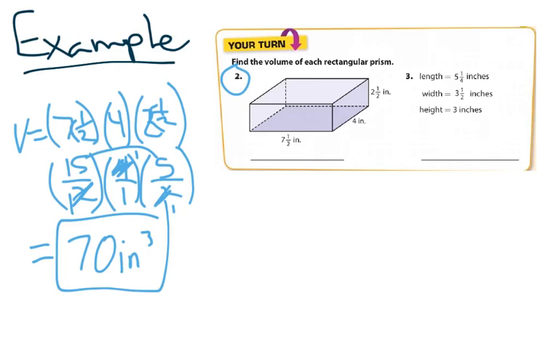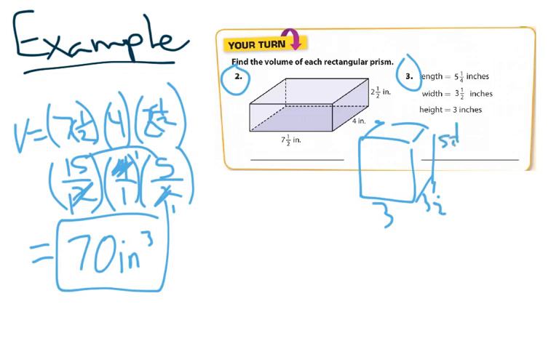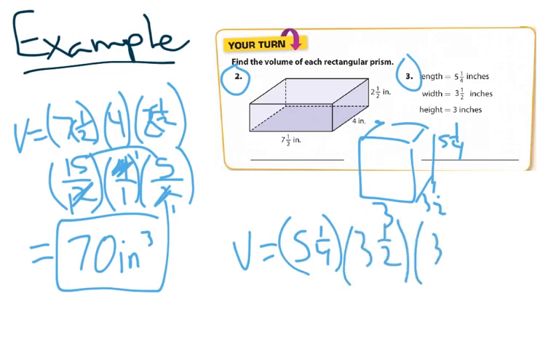Now, for number 3, here we're not given an actual picture, and that's okay. If you want to, you could draw a quick one and label it. Definitely wouldn't hurt to do that, especially if you're more of a visual type person. So you can go 3, 3.5, and 5 1/4, just so that way you see it. But the math that we have to do is multiply. So volume is equal to 5 1/4 times 3 1/2 times 3.